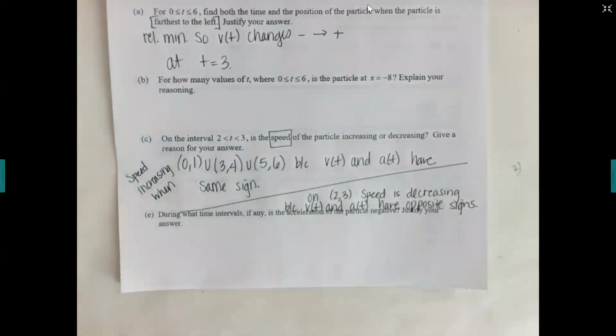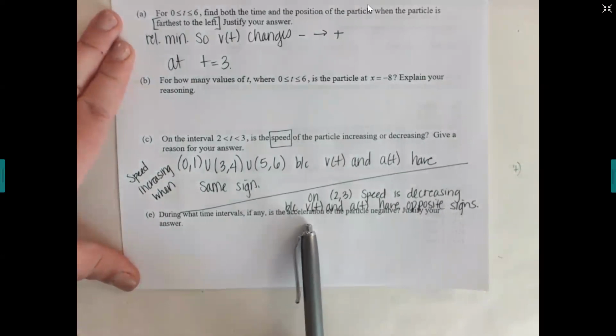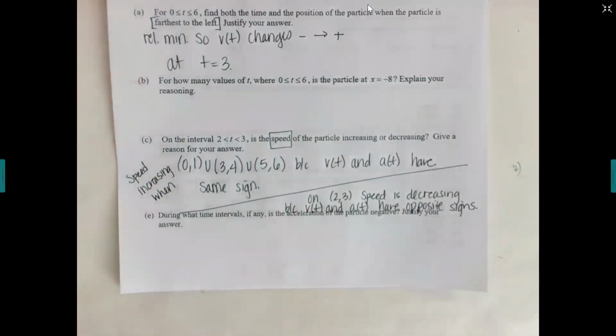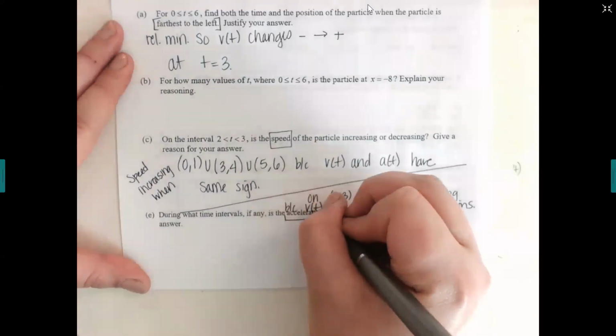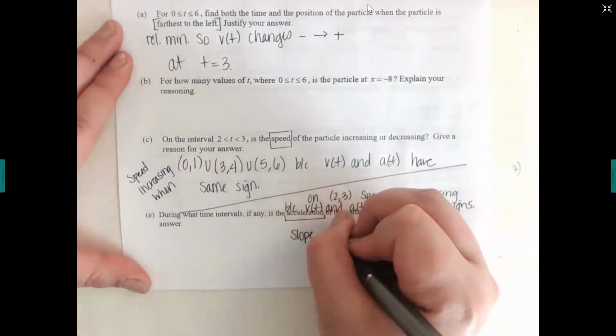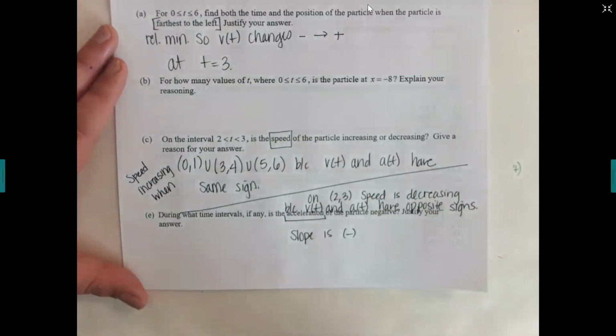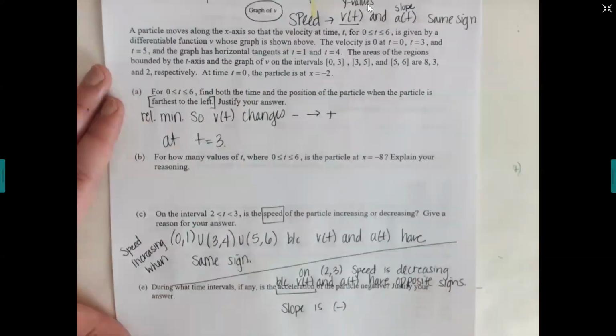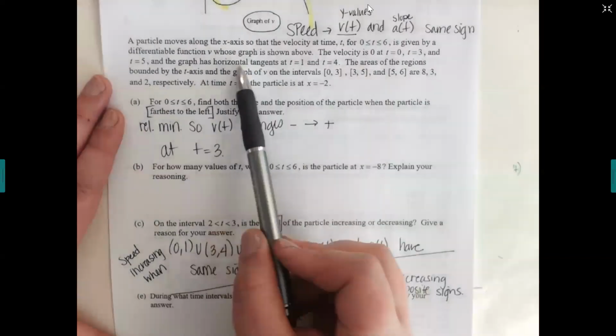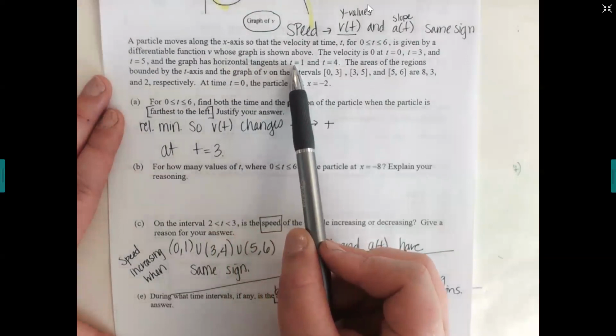Okay, next question says, at what times is the acceleration of the particle negative? What is acceleration on this graph? Just the slope. So you're not looking for things to agree. If they're asking you for acceleration, that's just the slope needs to be negative. And where does that happen on your graph, where you have negative slopes? Let's read, it'll tell you where they are. It says you have a horizontal tangent at one and at four.